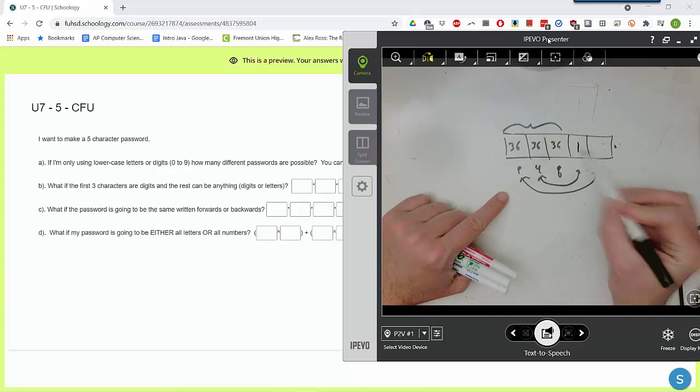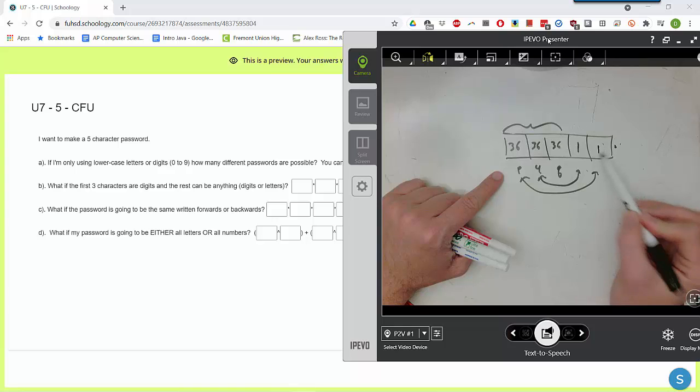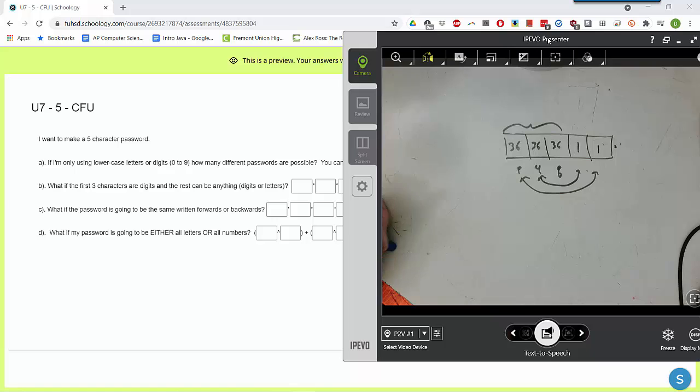So I only have one. So once I've chosen these 3, I only have one option for what I could put here. There's no choice. And I only have one option for what I could put here. There's no choice. So here it's 36 to the 3rd power. And then what if my password is going to be either all letters or all numbers?